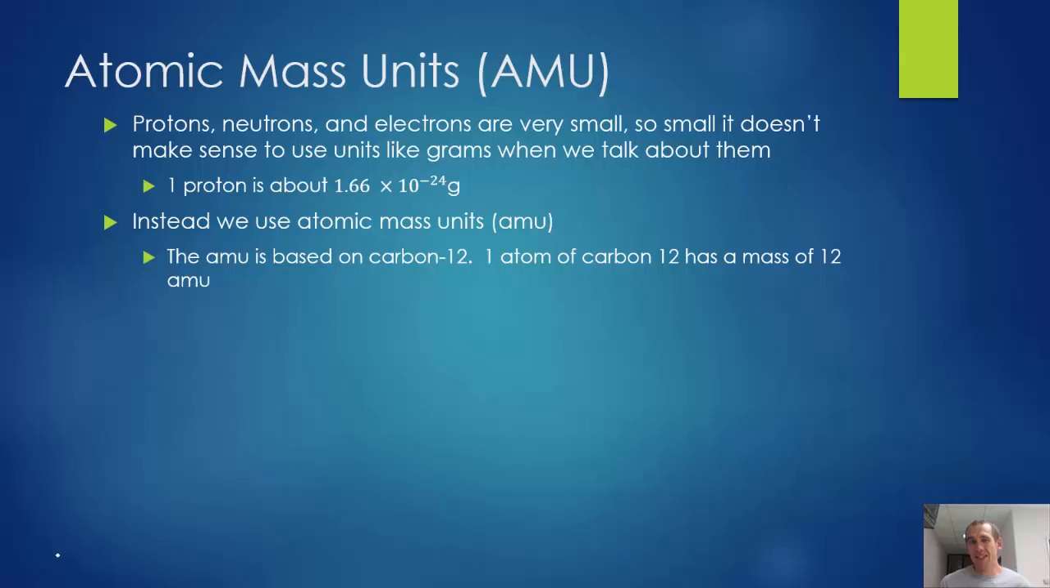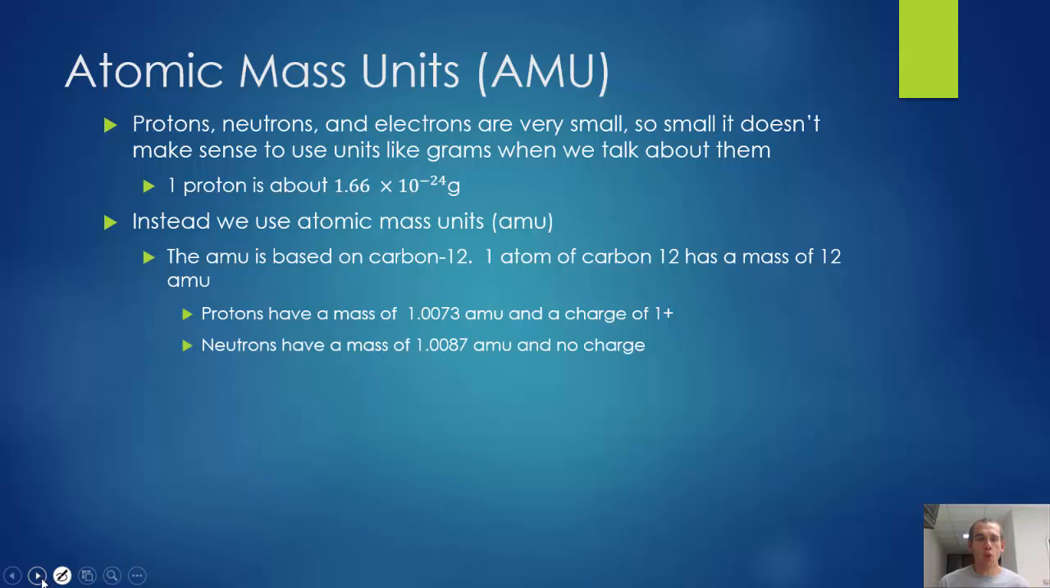The AMU is based on carbon-12. One atom of carbon-12 has a mass of exactly 12 atomic mass units. Carbon-12 was picked because it is fairly common. Now, protons have a mass of 1.0073 AMU and a charge of 1 plus. Neutrons have a little bit more mass, 1.0087 AMU and no charge. Usually we consider these to have a mass of 1 AMU. Occasionally we're going to get into the math where we do need to know that.